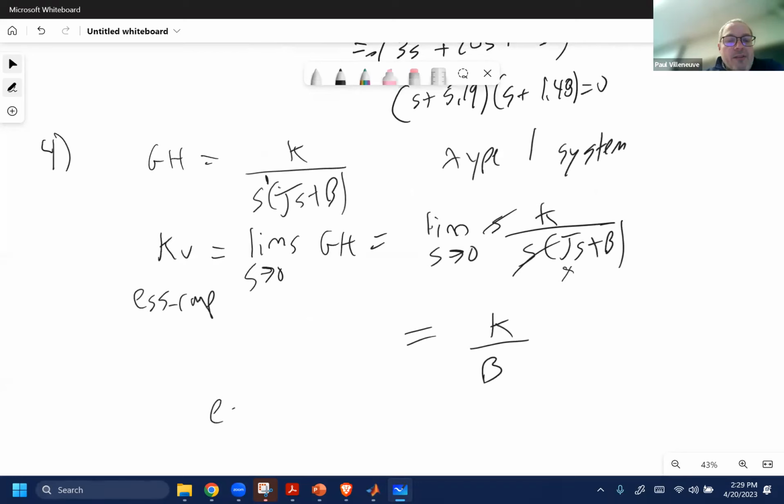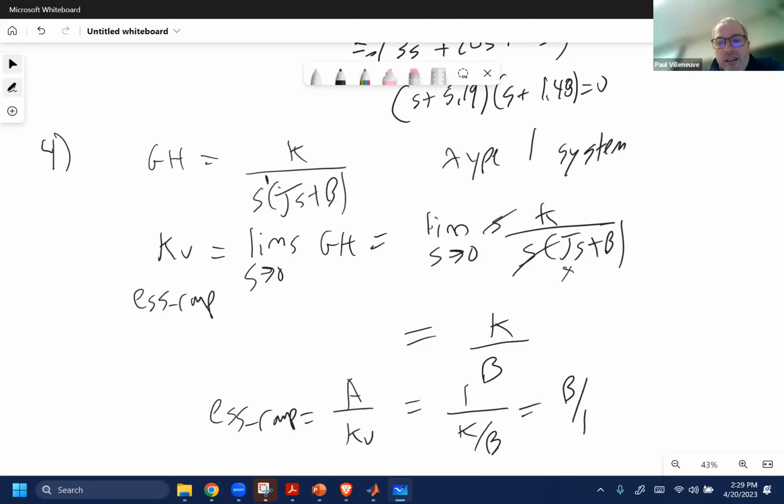Then our ESS for our ramp is equal to, if it was a unit ramp, 1 over K sub B. If it's not, you could put a constant there, whatever the value is. But some people got tripped up over what was K versus what was the input value, the multiplication. So if you're confused, call that A. But we'll call it just a unit ramp. So that becomes K over B, equals B over K.